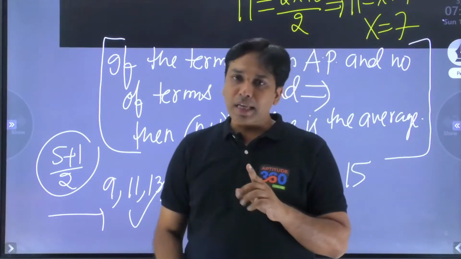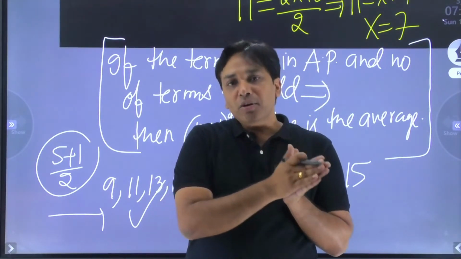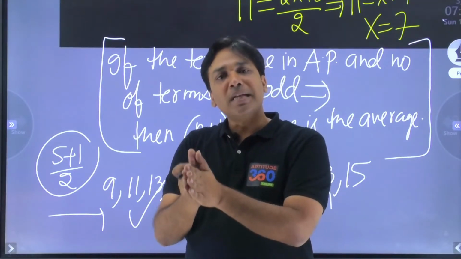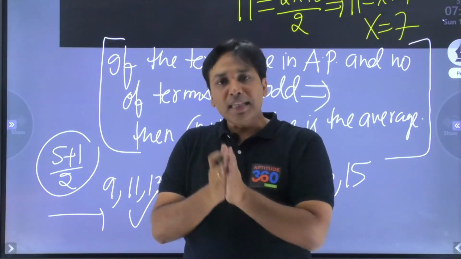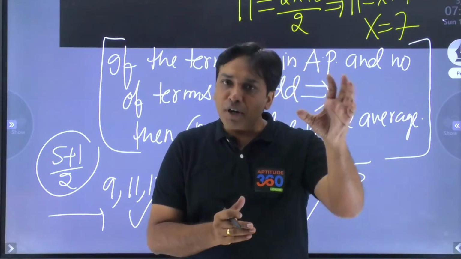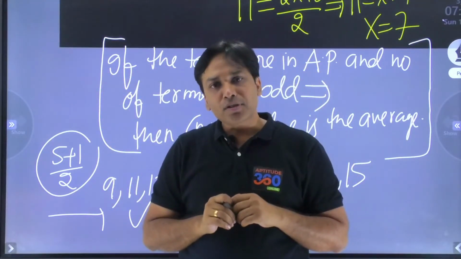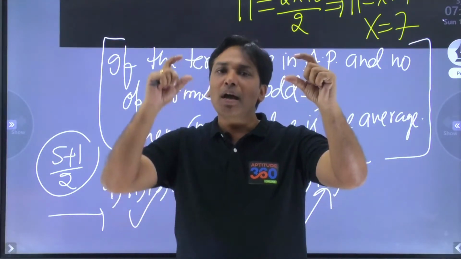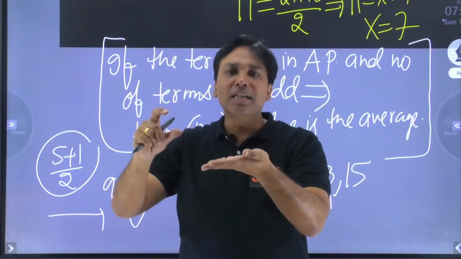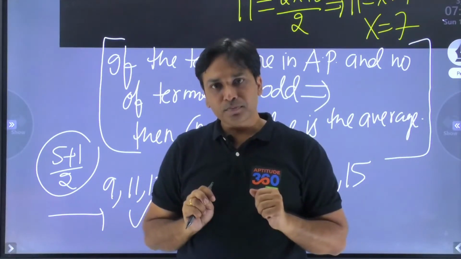You understood that if the terms are written in arithmetic progression, then the average is going to be the average of the first number and the last number. And how do you find the average of the first number and the last number? First number plus last number, and in the denominator you will have 2, right?